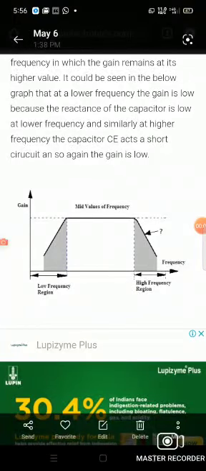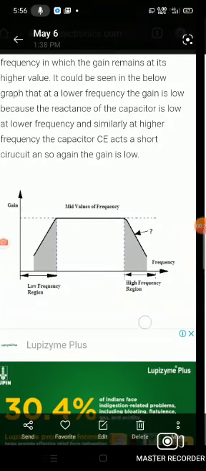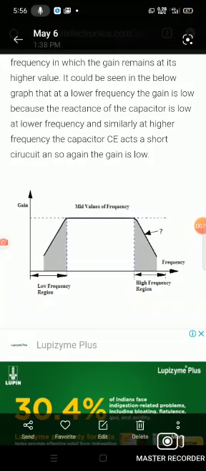So, this is a frequency response of a single stage RC coupled amplifier, and this response is between two variables: along the y-axis consider gain, and along the x-axis consider the frequency. Between these two variables we have the response of the amplifier output for a given input of the circuit.